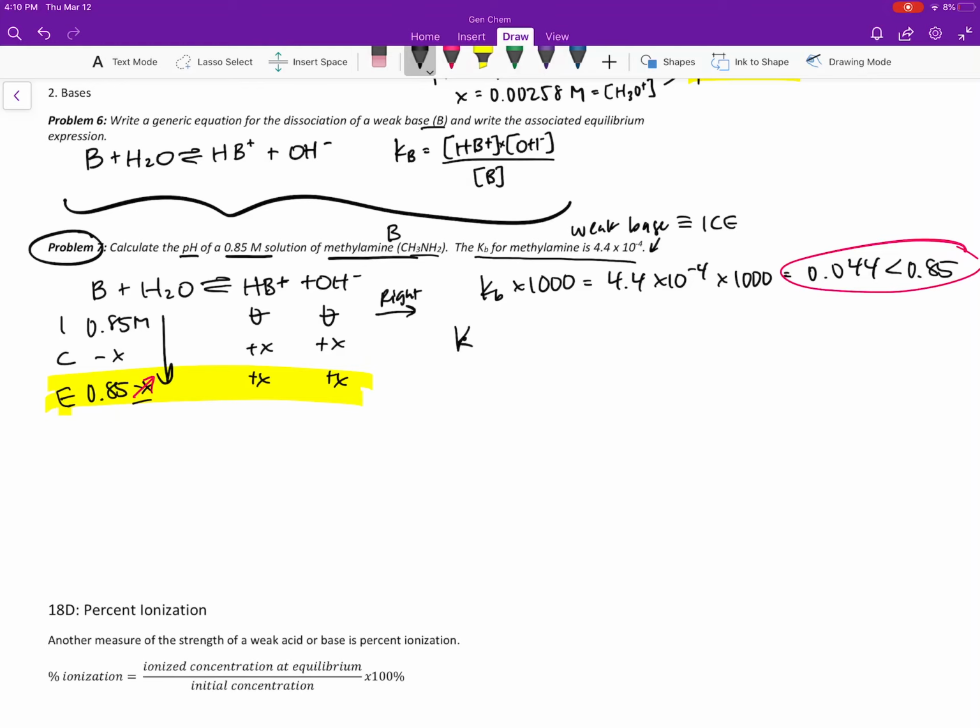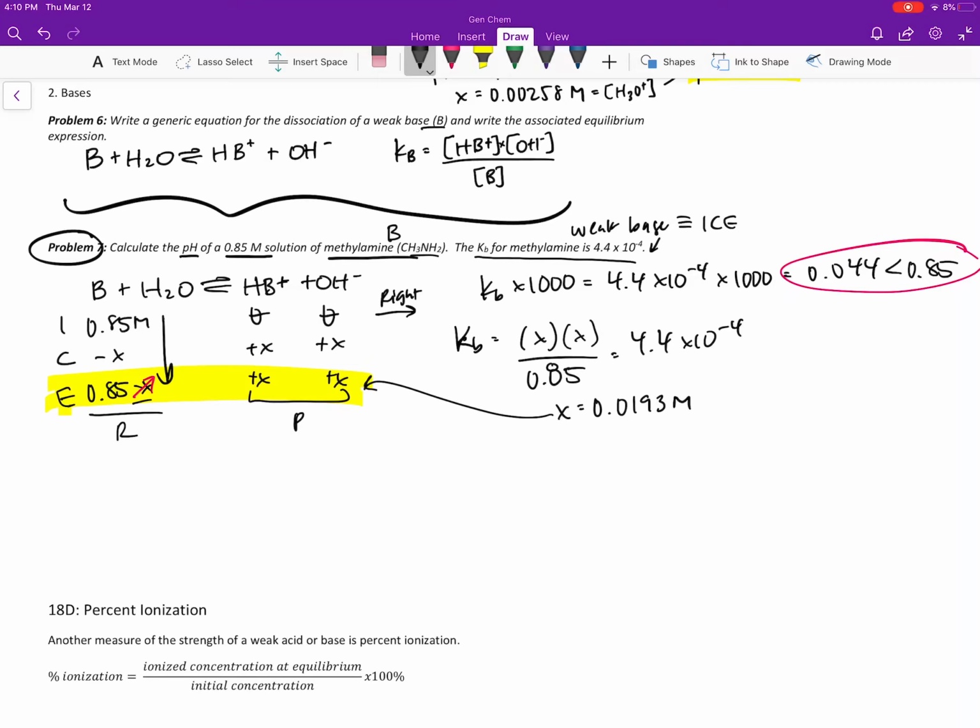So now I'm going to plug in my Kb values. I'm going to do my products over my reactants. Same thing we've been doing since the beginning, products divided by reactants. I get to leave off that minus x. And I'm going to set that all equal to my Kb value. After I do rearrangement, multiply the 0.85 onto both sides, then take the square root because of the x squared, I'm going to get that x is equal to 0.0193 molar.